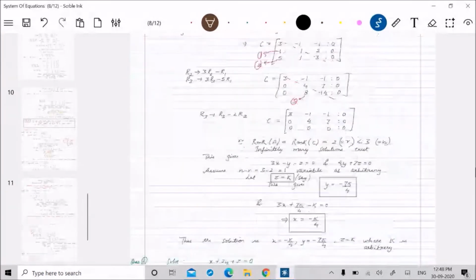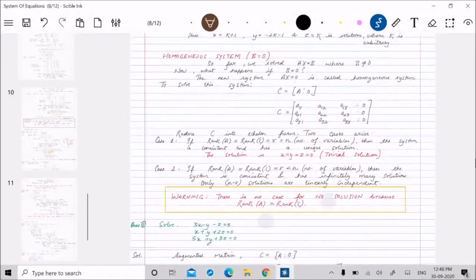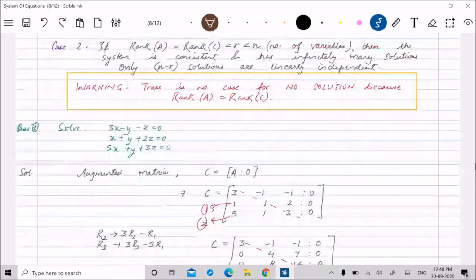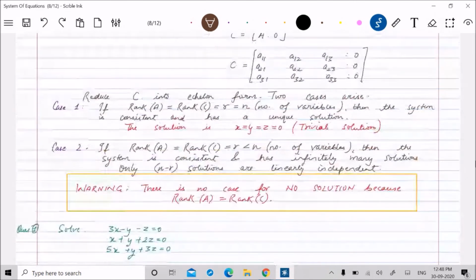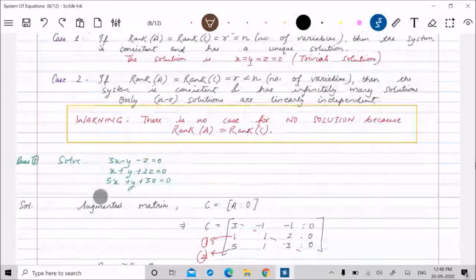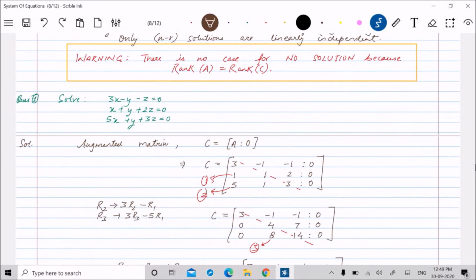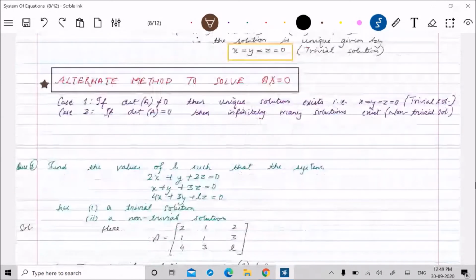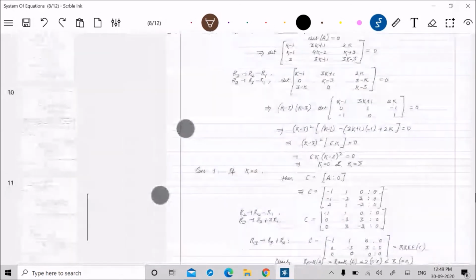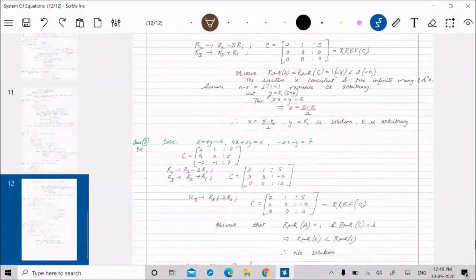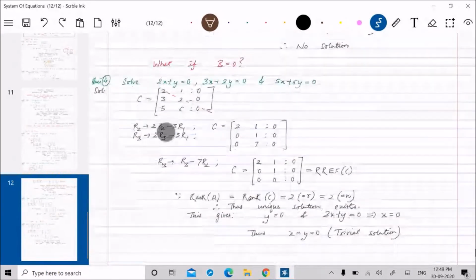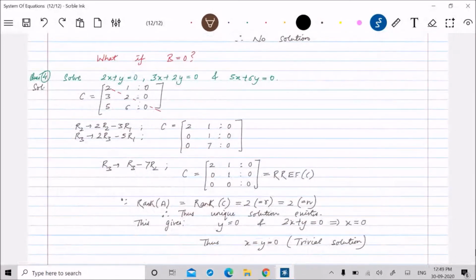Sir, when you told us the alternate method, sir. Alternate method? You want me to solve this by the alternate method? No, sir, I said in both the methods you told us the trivial solution will be 0 0. Yes, of course. So this is the trivial solution, and this is the first example when b equals 0.